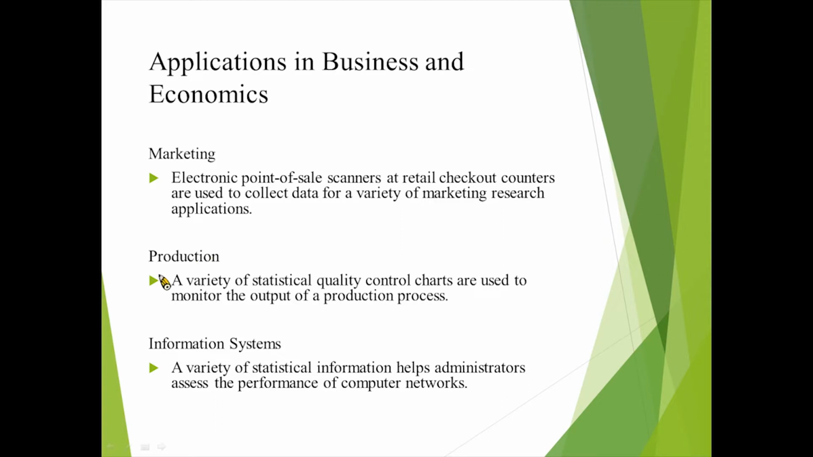So the next one is production. A variety of statistical quality control charts are used to monitor the output of the production process. So in a manufacturing company, maybe they have some machines, and they can check the chart and see the quality of their product.